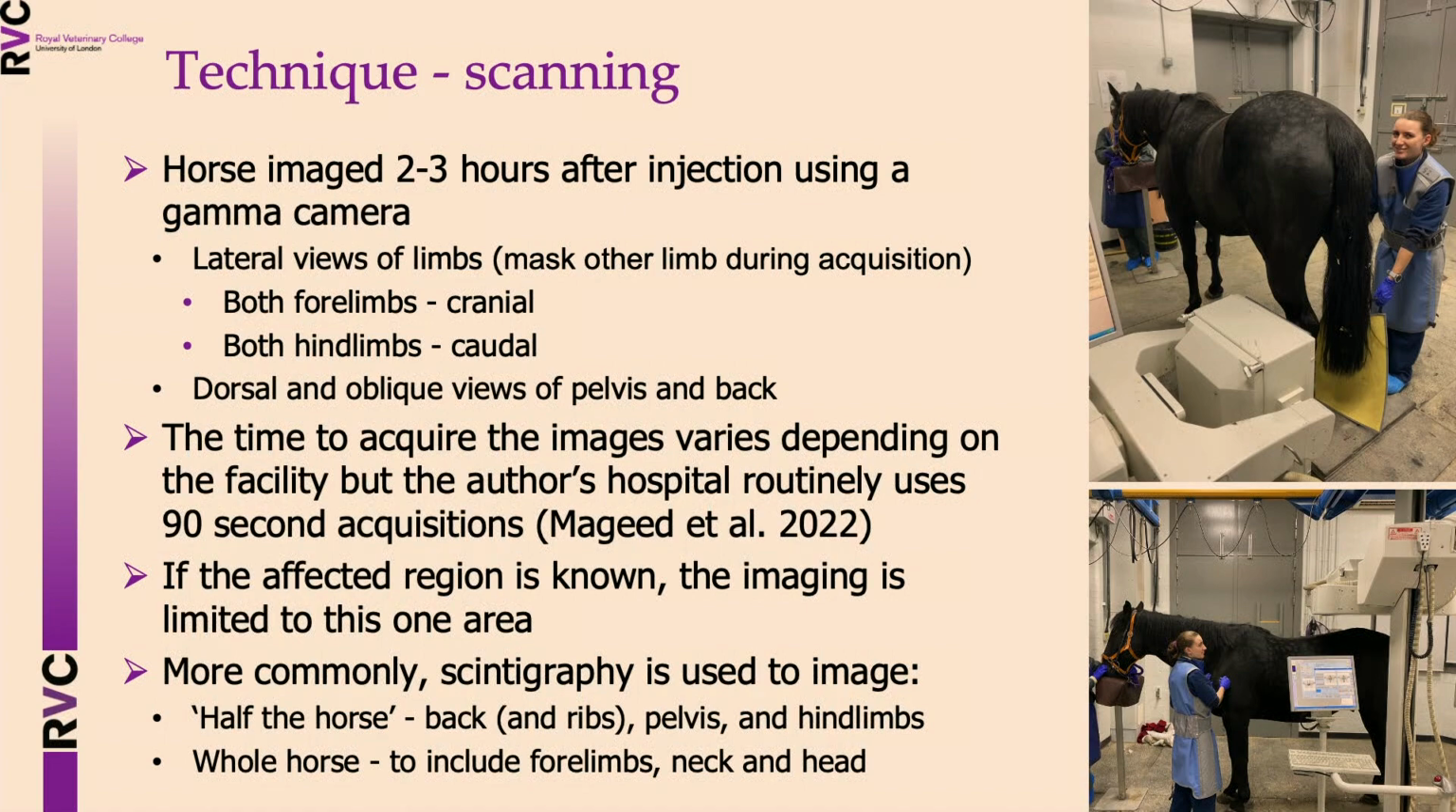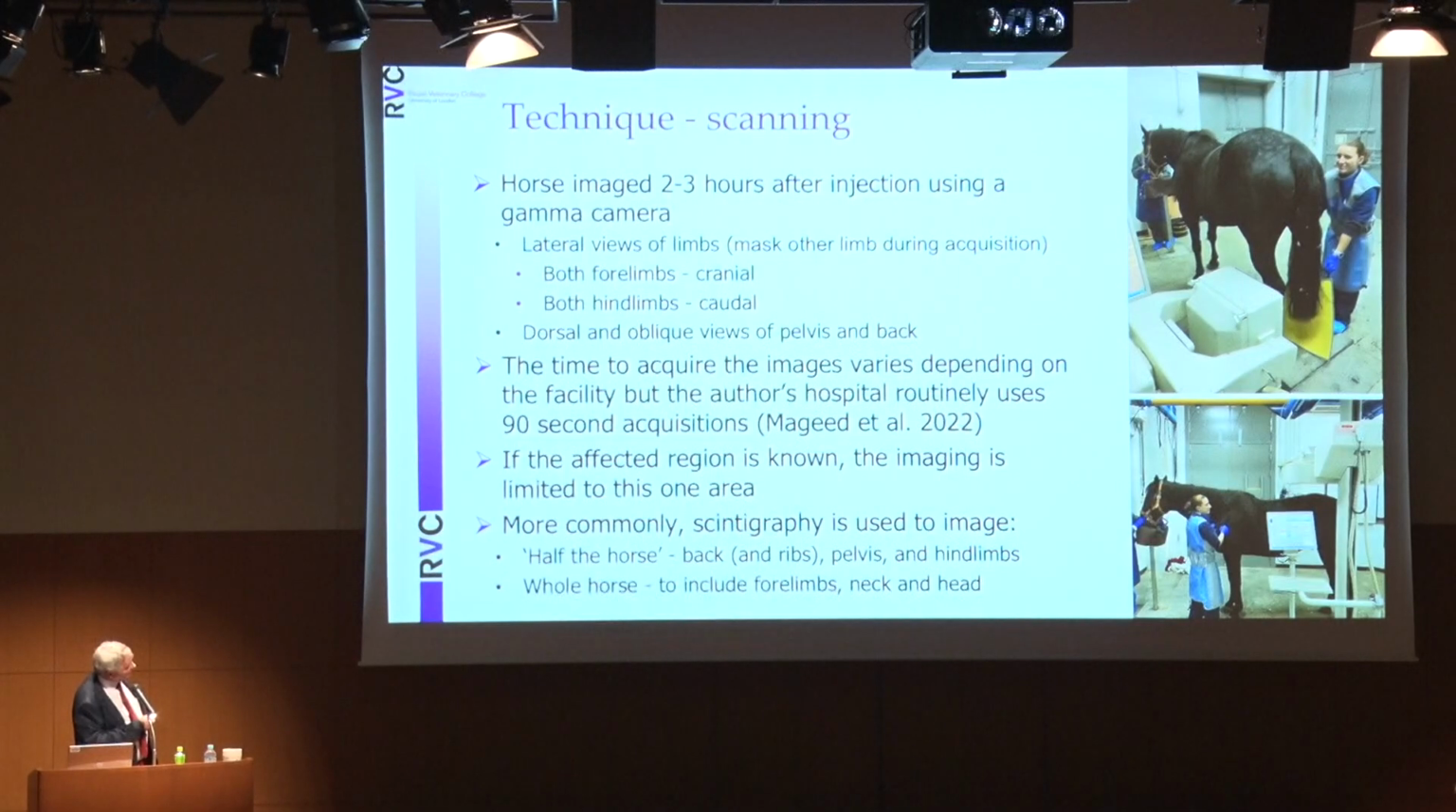For the pelvis and back, we use the scanner in the dorsal position and also oblique images. It takes us 90 seconds to acquire an image when the horse has to stand still. But recent data would suggest that this is the ideal time interval.